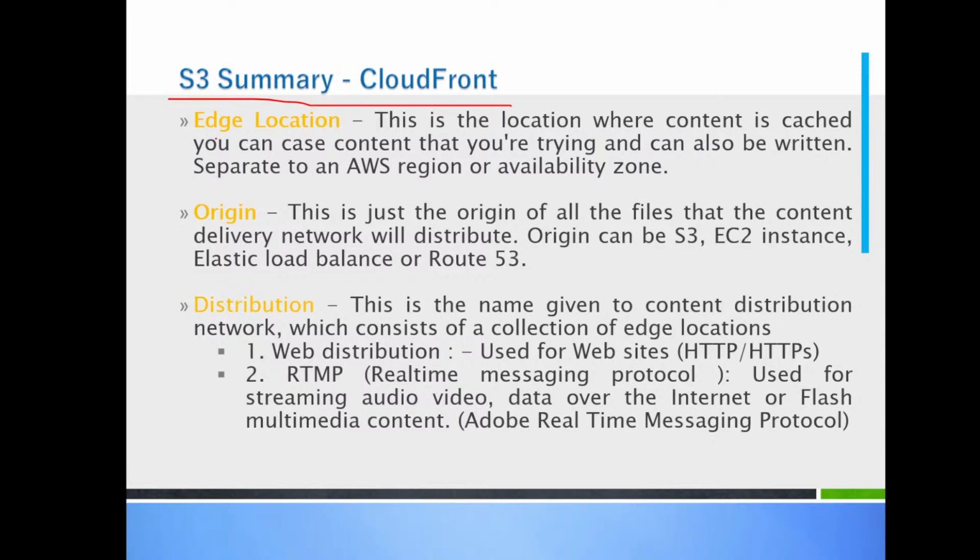CloudFront, edge location. This is the location where the content is cached. You can cache your data on the CloudFront. Edge locations are the physical locations around the world where the data will be cached. Origin is basically where all the file systems are kept and the data will be cached from this server to the edge locations. They can be S3, Route 53, EC2 machines. Distributions are the collection of edge locations.